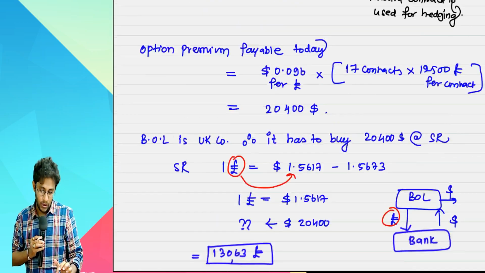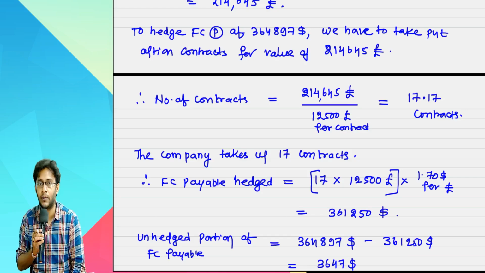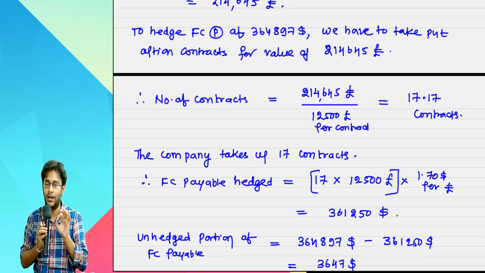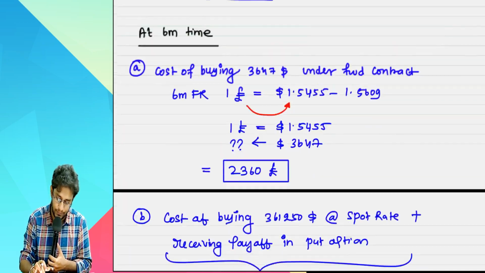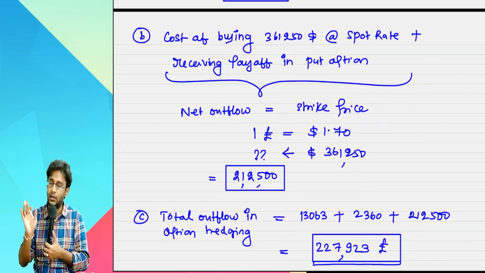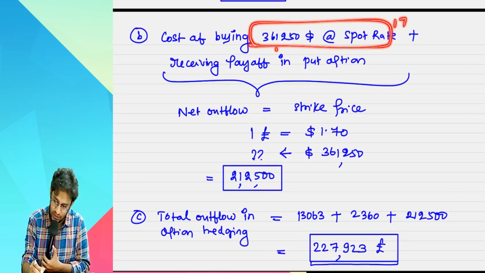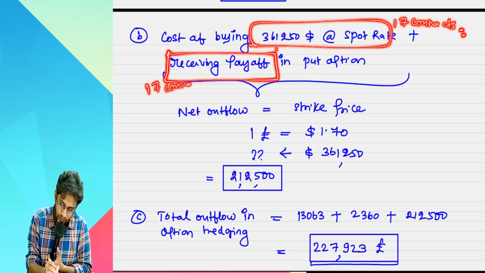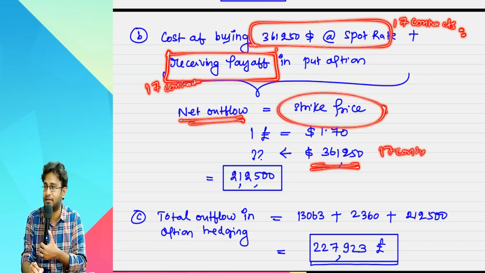When you worked out the number of contracts, you got 17.17. I took only 17. Why not 18? Sir, understand. If you observe clearly, you will automatically know why not 18. If you take 17 contracts, you bought at spot rate the cost for 17 contracts, and for 17 contracts you also received the payoff. Net effective outflow will be the strike price for the entire 17 contracts. That's the reason you are able to multiply with 361,250.